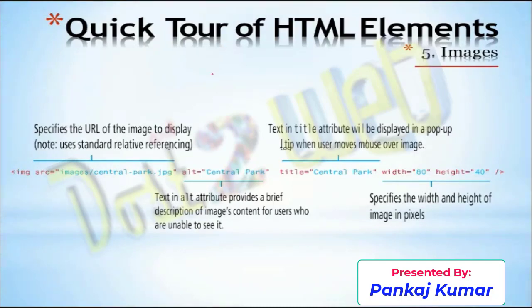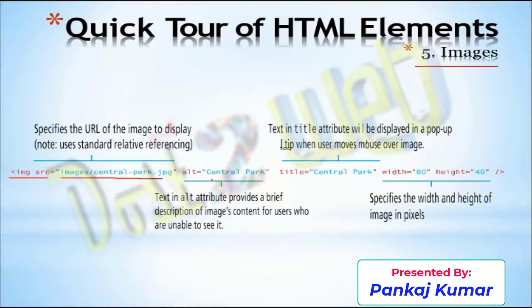When you want to define an image on your HTML page, what do you have to do? You have to write the tag IMG. img tag, src is equal to source. Source means the location, the place where the particular image is stored. So I am storing it in the image folder, and inside that I have another image, centralpark.jpg.